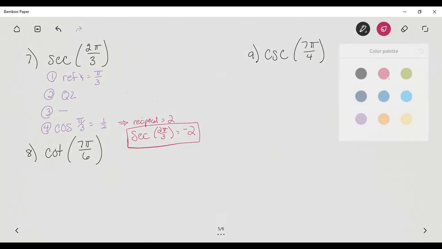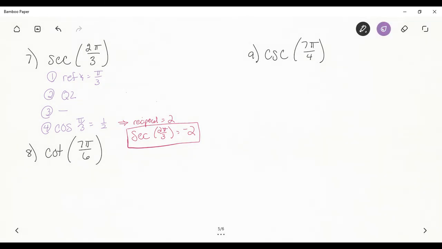Let's look at another one. These get a little tricky. Cotangent. It's reciprocal to tangent. So let's first look at our reference angle. It's equal to pi over 6. Okay. Where is 7 pi over 6? That is in quadrant 3. We know cotangent is positive in quadrant 3. But we evaluate tangent of pi over 6. Tangent of pi over 6, as we know from our unit circle, is root 3 over 3.